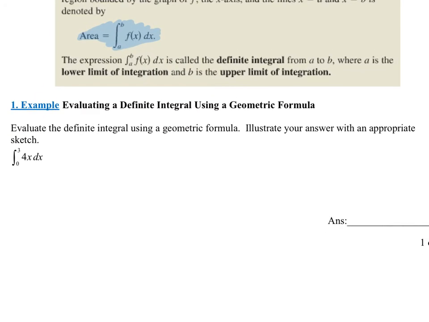So let's look at an example. It says evaluate the definite integral using a geometric formula. Illustrate your answer with an appropriate sketch. Find the integral from 0 to 3 of 4x dx.